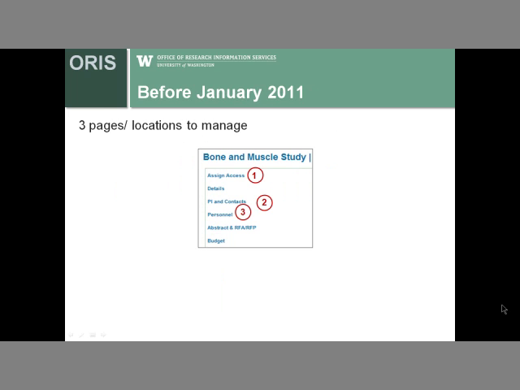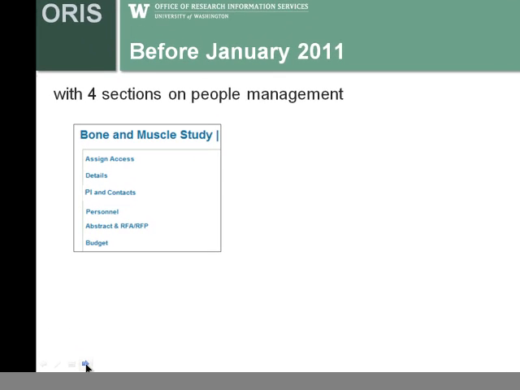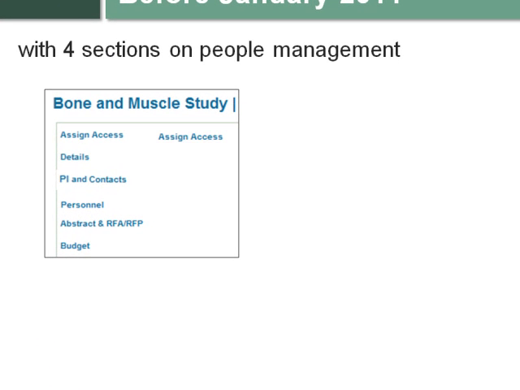Before January 2011, managing people was handled with 3 pages or locations and contained 4 sections for people management. We had a page for assigning access, where we administered grant viewing or editing authority. We had adding a PI or changing a PI. We had adding and managing administrative and budget contacts. And we had adding and managing additional research personnel.